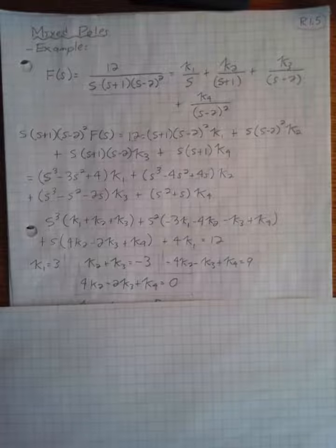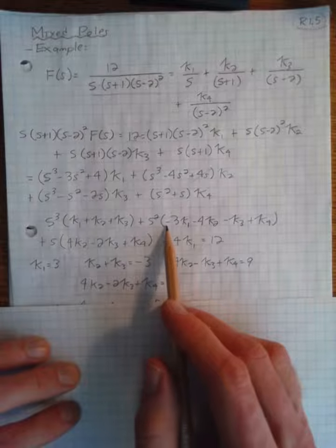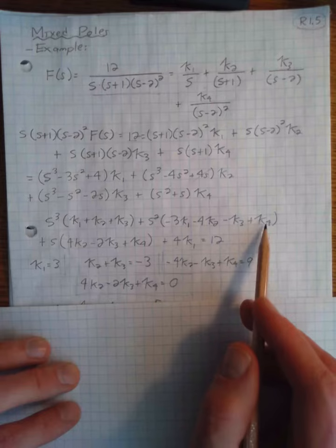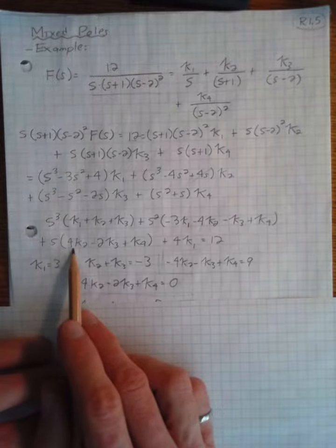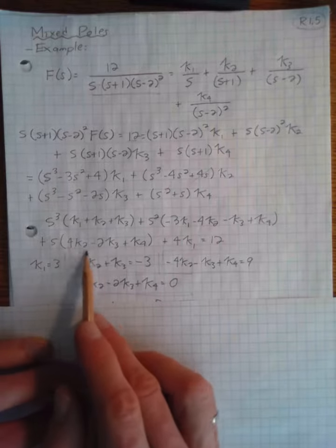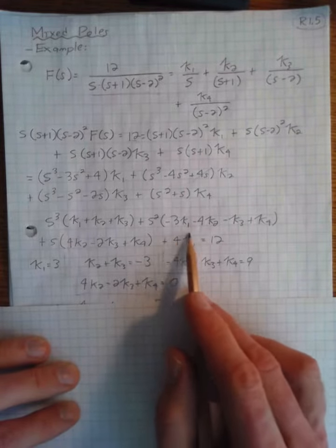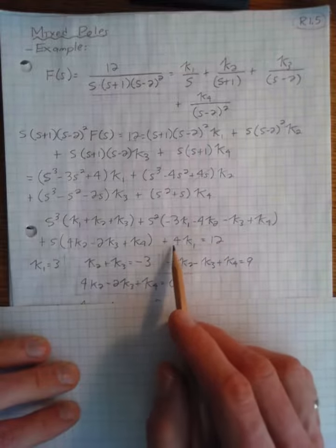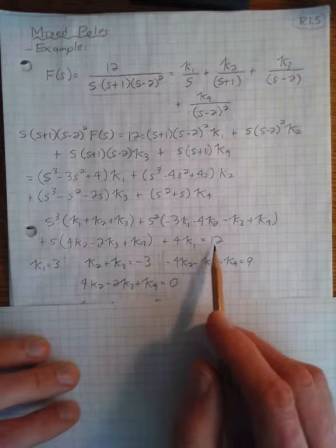Since there are no s squared terms, minus 3k1 minus 4k2 minus k3 plus k4 has got to be equal to 0. Since there are no s terms, this equation has to be equal to 0. And since 12 is not multiplied by any value of s and this term is not multiplied by any value of s, 4k1 has to equal 12.